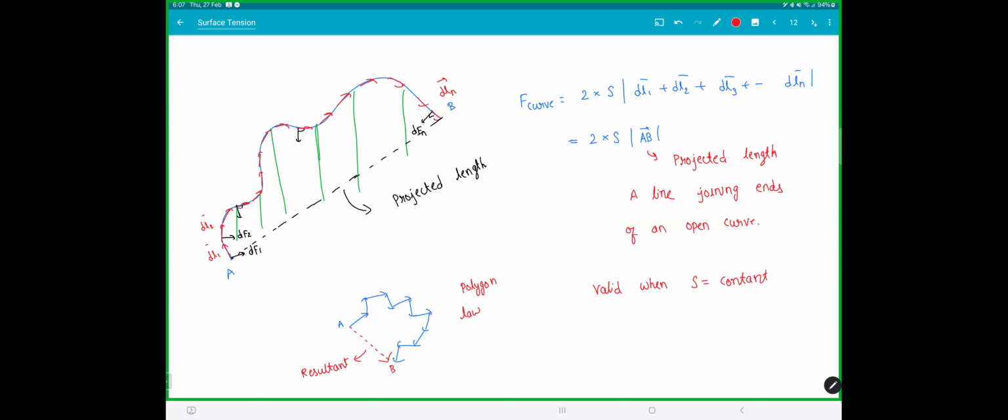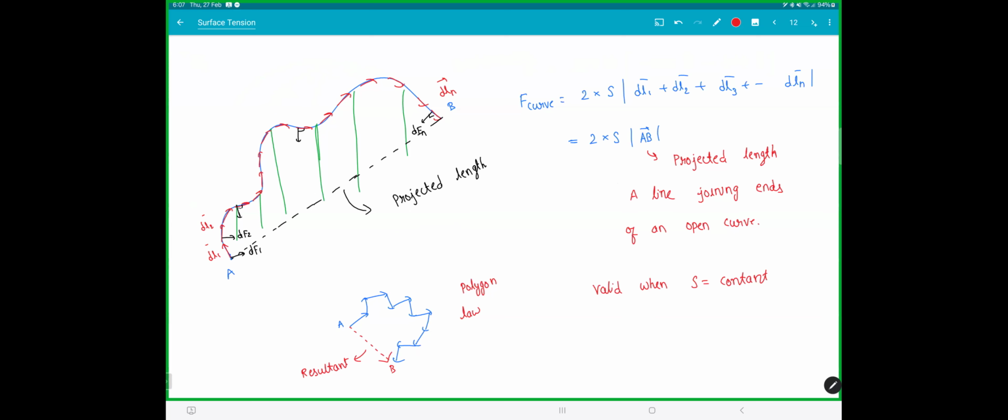This is the second time you're hearing this projected concept. First time was in fluid mechanics, projected area. This is projected length. You will again encounter this thing in electrostatics, magnetism, EMI, and modern physics. Six times this will come. Any doubts on this?